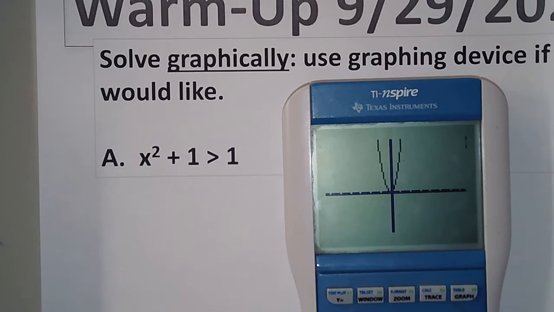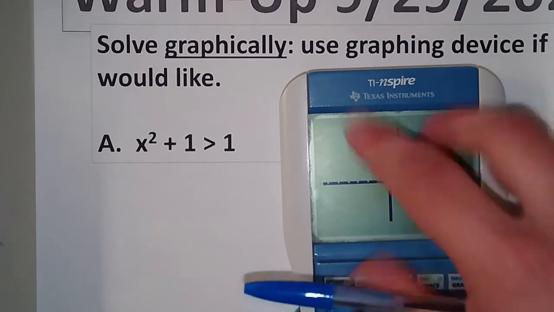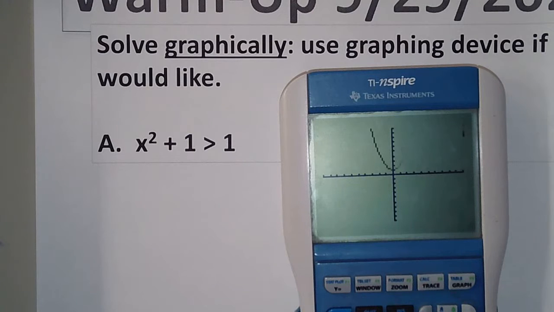My window's kind of funky, so we'll zoom out in a second. I was doing stuff in my calculator earlier, but remember, if your window's zoomed in really weird or zoomed out really weird, you can always press zoom 6 or zoom standard to go back to your normal window, which is just negative 10 to 10.